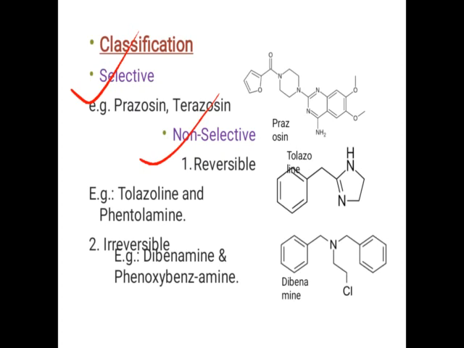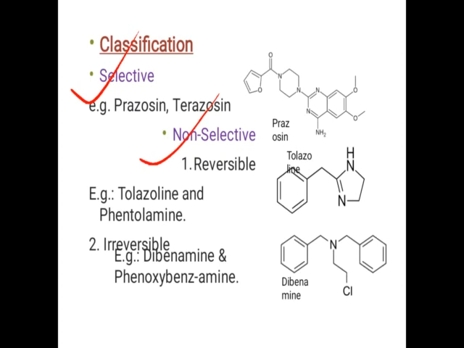Then the next class of alpha adrenergic antagonist is the non-selective. These non-selective drugs are classified into two types. Non-selective means they are not selective for a particular alpha 1 or alpha 2 receptor. They can block the alpha 1 receptor as well as the alpha 2 receptor. There is no selectivity for which receptor they block, alpha 1 or alpha 2.